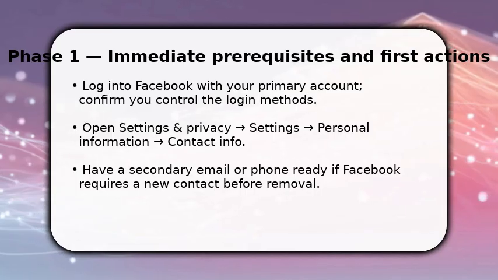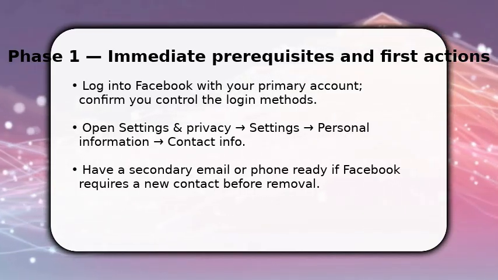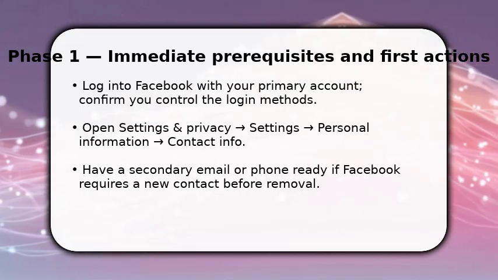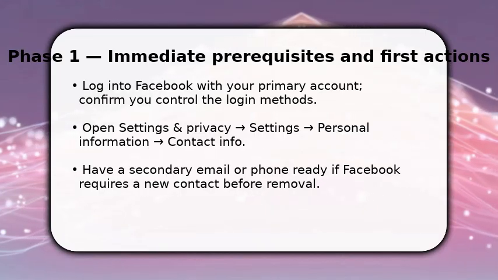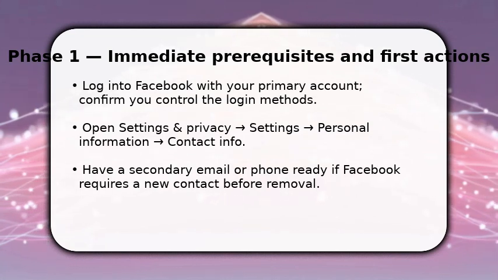You need to confirm you control the account, so check that you can receive messages at the listed addresses. Make sure you have a secondary email or phone ready to add, because Facebook often won't let you remove the only verified contact. This prevents lockout and keeps two-step verification intact.